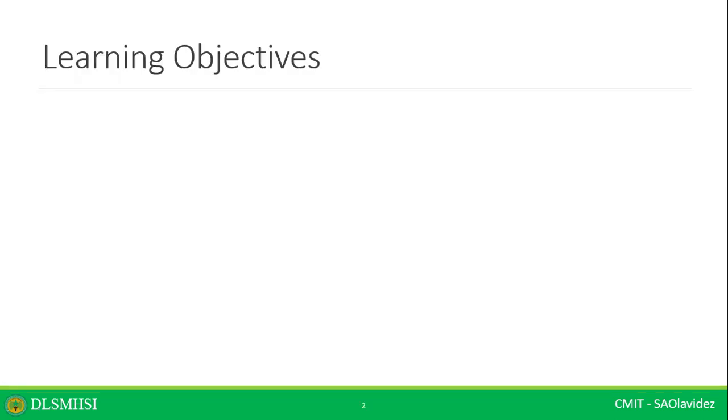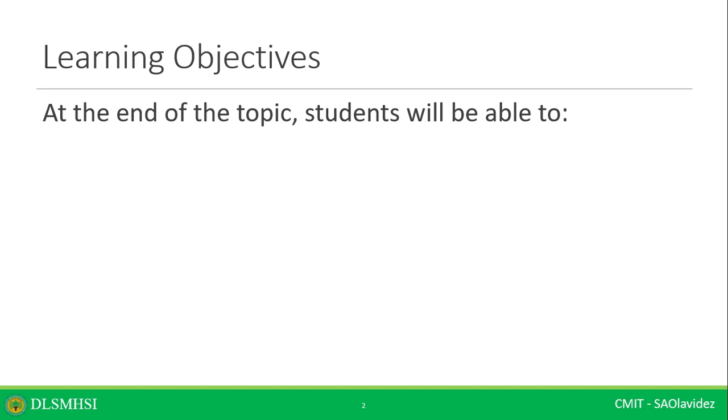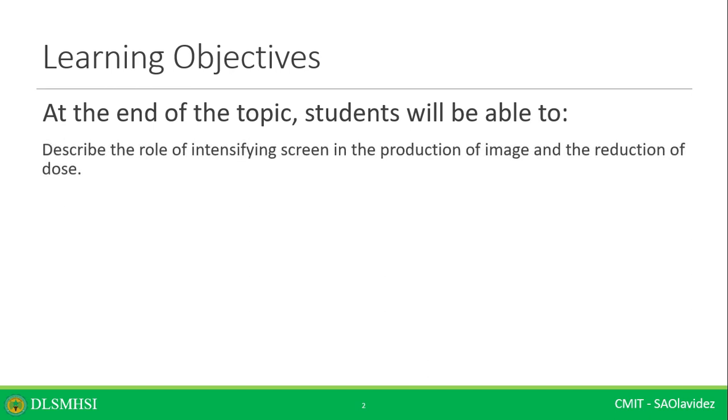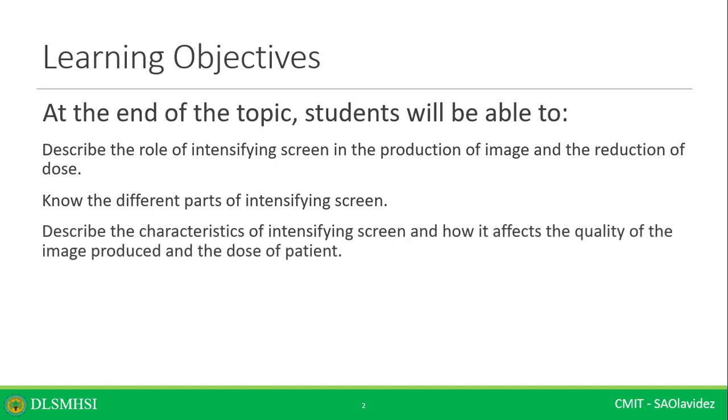So what are the learning objectives of this particular topic? At the end of the topic, I expect you to be able to describe the role of intensifying screen in the production of image and the reduction of dose, to know the different parts of the intensifying screen, to describe the characteristics of intensifying screen and how it affects the quality of the image produced and the dose of patient. And last, to differentiate the two types of intensifying screen.